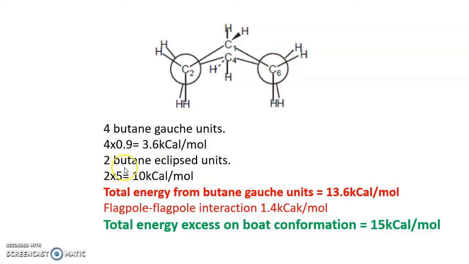Plus there are 2 butane eclipsed units that will make up approximately 10 kilocalories more per mole, if we consider the energy of 1 butane eclipsed unit to be 5 kilocalories. It is approximately between 4 and 5 kilocalories, 6 kilocalories, or we just take it as 5 on average. So approximately 10 kilocalories per mole of energy is increased due to the 2 butane eclipsed units in the boat conformation. So altogether, we will have 10 plus 3.6, 13.6 kilocalories per mole of energy increase because of the butane units, plus 1.4 kilocalories from flagpole interaction.